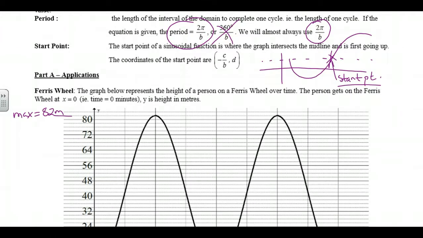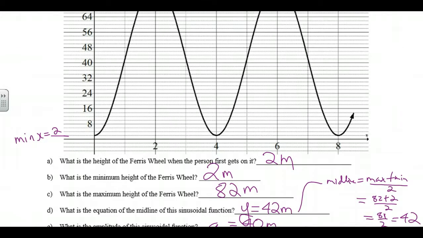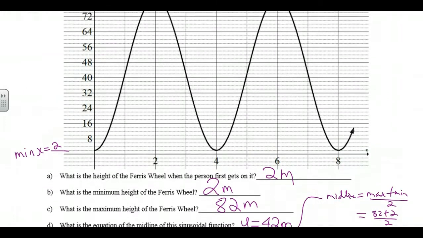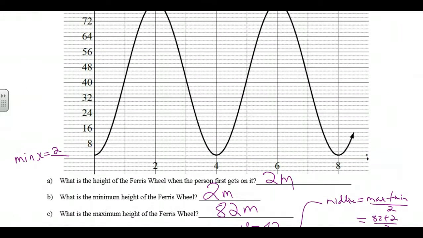Hang on, whilst I pause. Okay, so the amplitude, right, think about it. It's the middle, right? From the midline, which is at 42, you go up 40, you go down 40. What's in the middle of the Ferris wheel? Probably a turning axle. The axle or the hub, right? And then from there you go up to the top and you go down to the bottom. How far? Well, the amplitude.